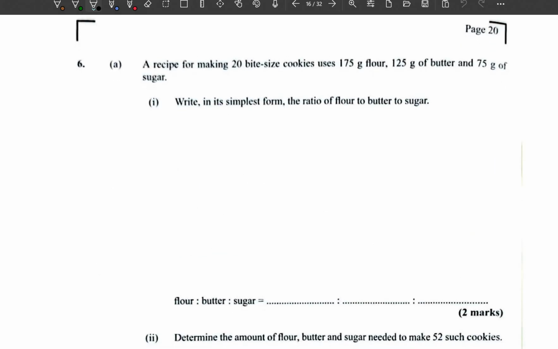Number 6, part A tells us a recipe for making 20 bite-sized cookies uses 175 grams of flour, 125 grams of butter, and 75 grams of sugar. They want us to write in its simplest form the ratio of flour to butter to sugar. So that's going to be 175 to 125 to 75.